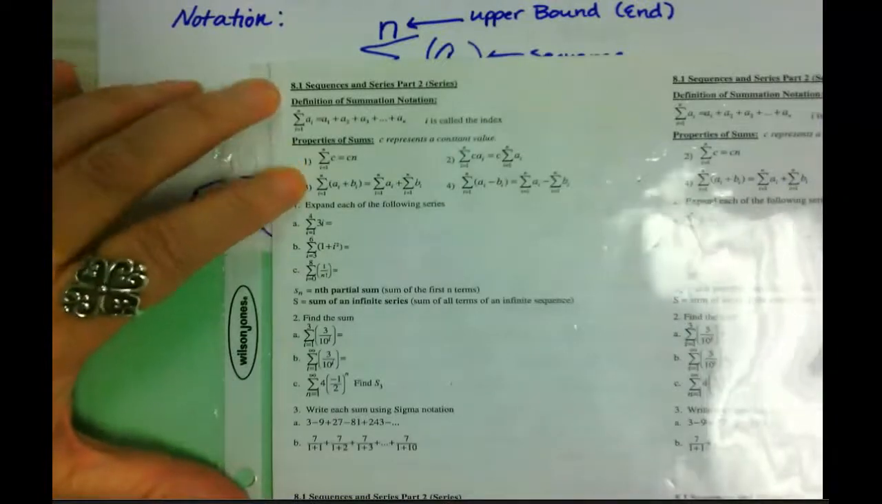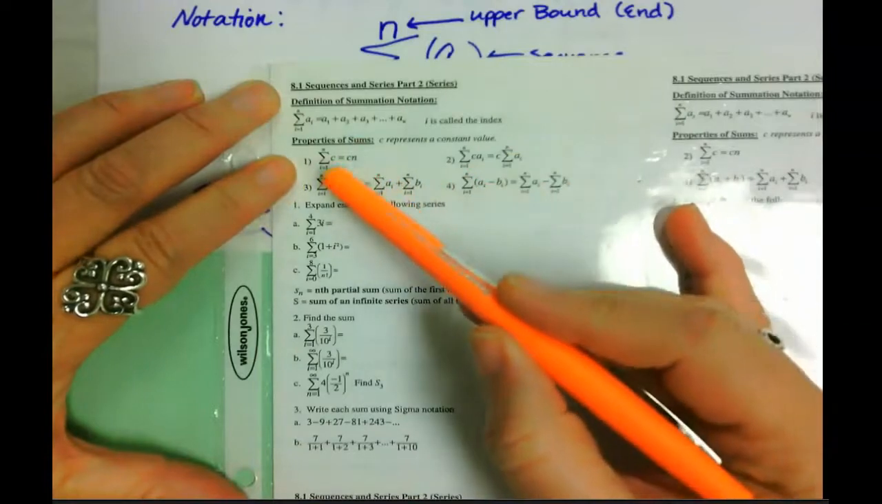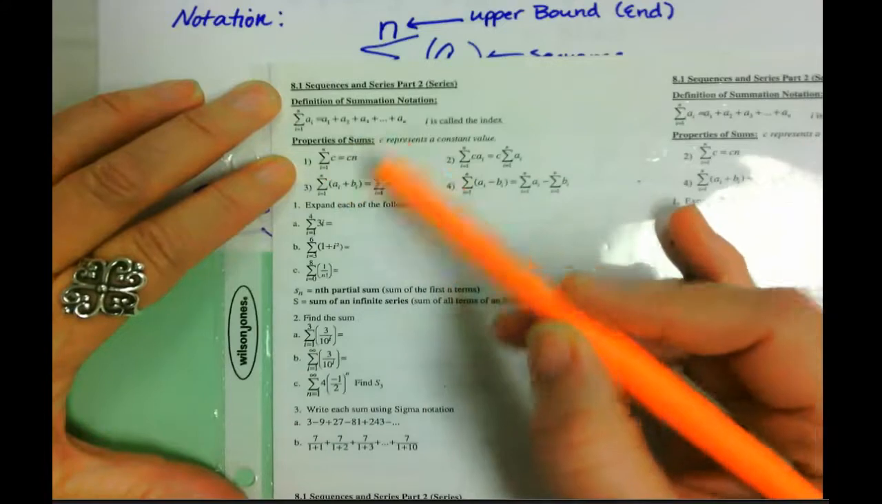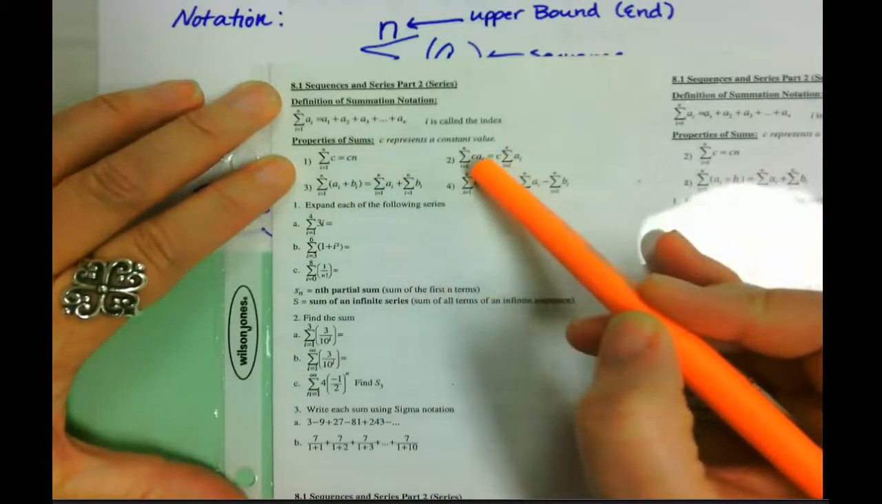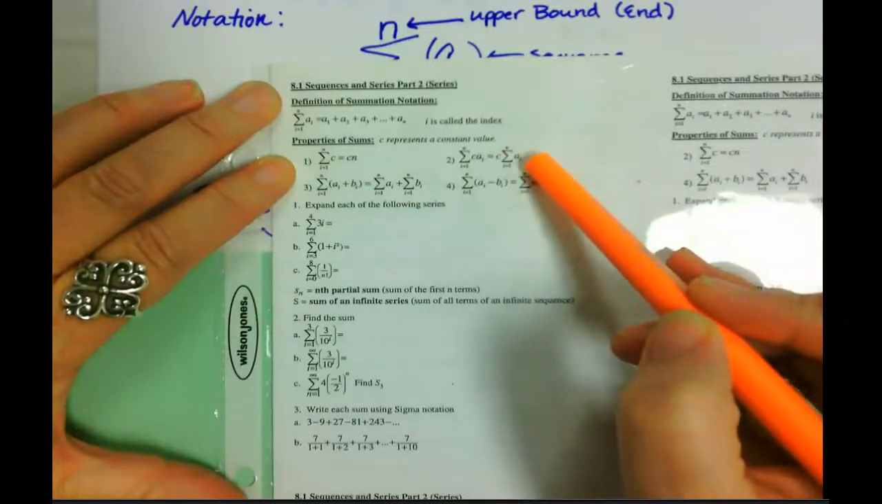And these properties are just ways to go about the calculation and make it a little easier. So for instance, this sigma has just a constant number, no variables with it. And then this one is a constant number with a sequence with it. And it says we can pull the C out in front and we can evaluate the sequence.